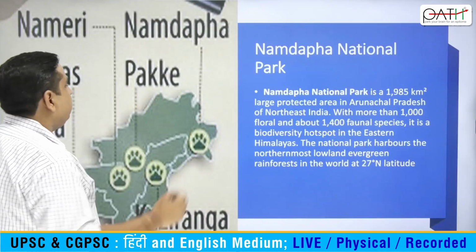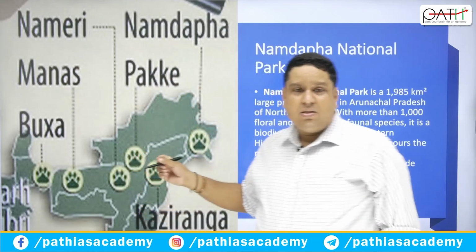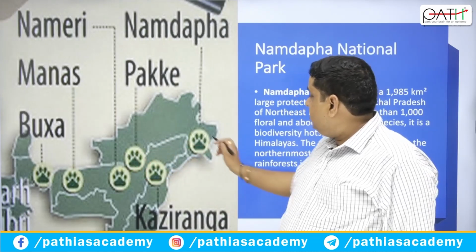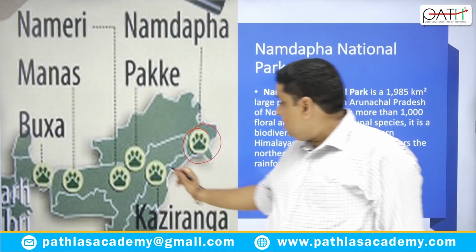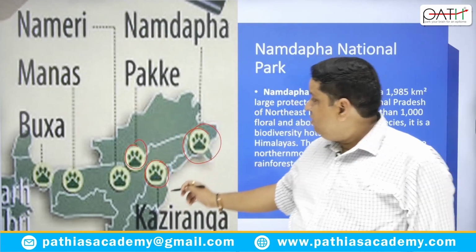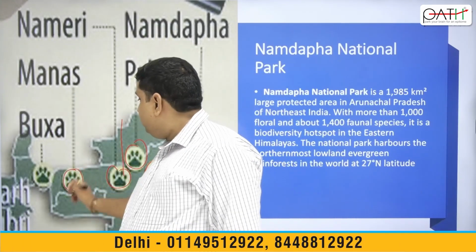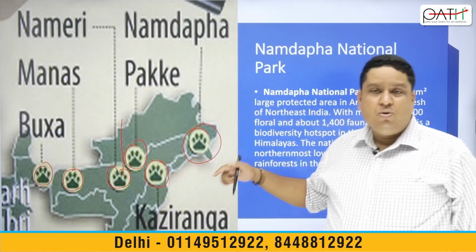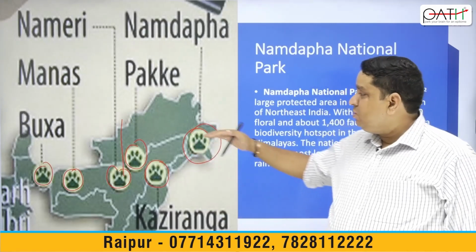Next, yes, this is a very important thing here, that these national parks are located from west to east. So this is the location of the Namdapha National Park. Apart from this, we have Kaziranga National Park. Then we have Pakke National Park or Tiger Reserve. Then we have Nameri Tiger Reserve here. Then Manas and Baksa. So this is how you can easily make a west to east arrangement after referring to this particular map. That's why I have included this map here.